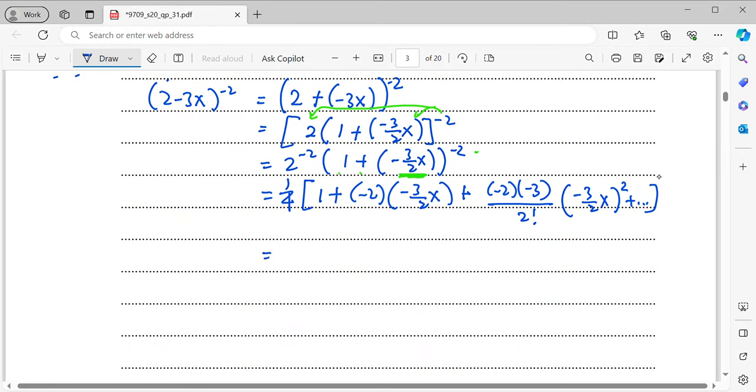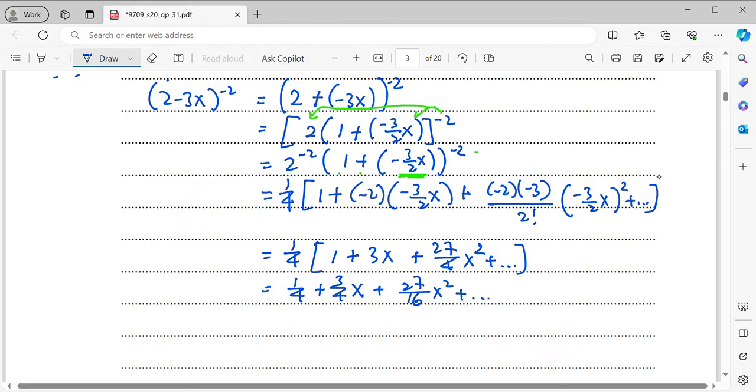Then from here, you will be getting 1 over 4, then it will be 1 plus 3x, then plus 27 over 4x squared. Okay, at last, you will be getting 1 over 4 plus 3 over 4x plus 27 over 16x squared. So these are the three terms in your expansion.